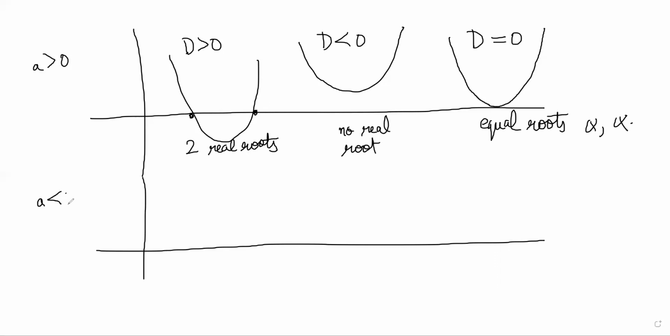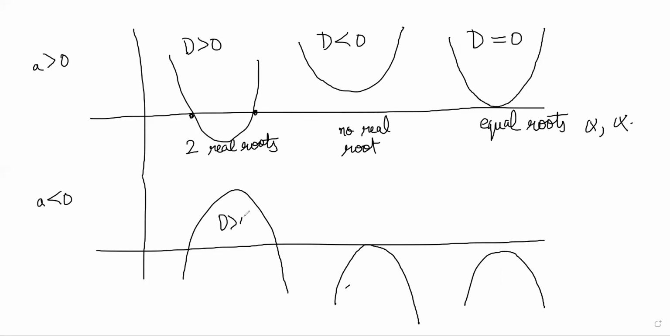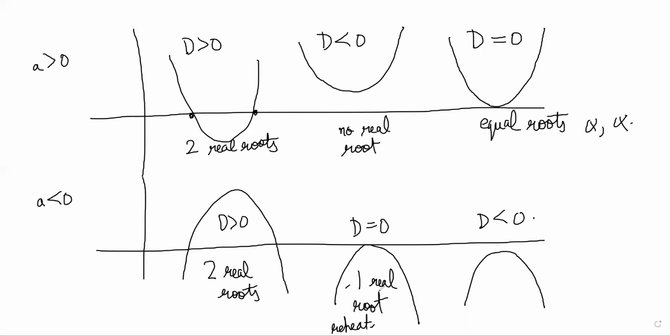And similarly, there are 3 cases here. So you have graphs like this, or like this, or like this. So you have d greater than 0 here, d equal to 0 here, and d less than 0 here. Exact same cases. There are two real roots here and one real root here, repeated, and no real roots here. So if you understand the graph of y is equal to ax squared plus bx plus c in all these 6 cases, then you will be able to solve your location of roots problems.